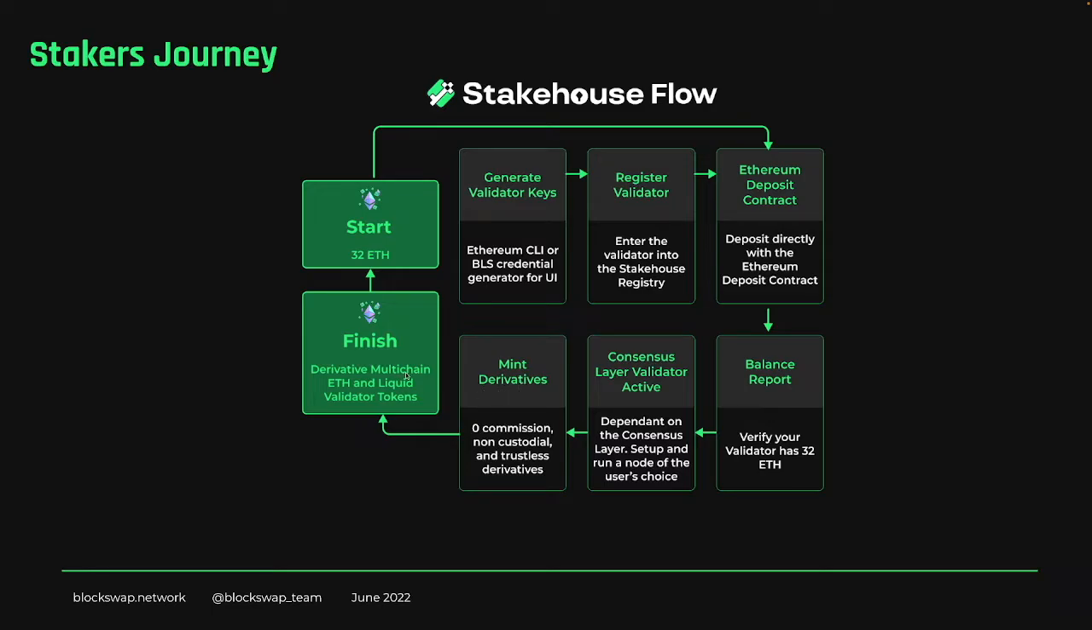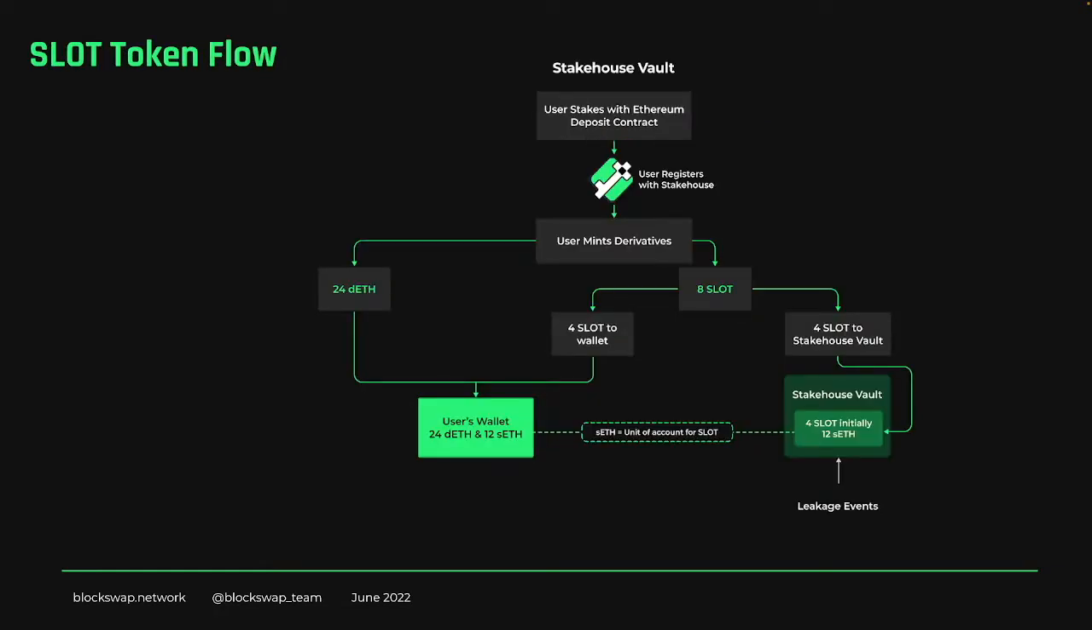So now that we've covered the basics, like we do every call, we'll zoom in a little bit more on SLOT tokens, the SLOT token journey. When a NOT owner mints their tokens, you have full ownership of your 8 SLOT tokens, but they're split. Four of them go straight to your wallet as SETH, that's the liquid form and unit of account for your SLOT.